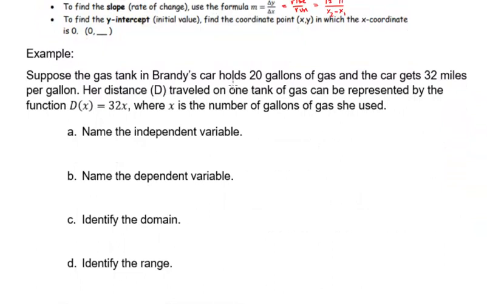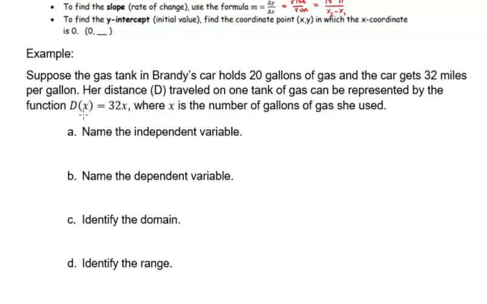Suppose the gas tank in Brandy's car holds 20 gallons of gas and the car gets 32 miles per gallon. Her distance traveled on one tank of gas can be represented by the function d of x equals 32 times x, where x is the number of gallons of gas she used. This kind of makes sense, right? If we know her car can go 32 miles per gallon, that means for every gallon of gas the car is using, it gets to go 32 miles. That's pretty good gas mileage.